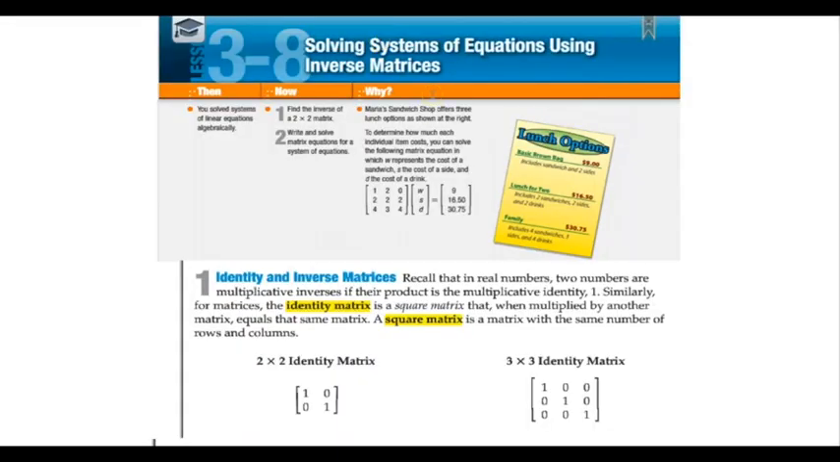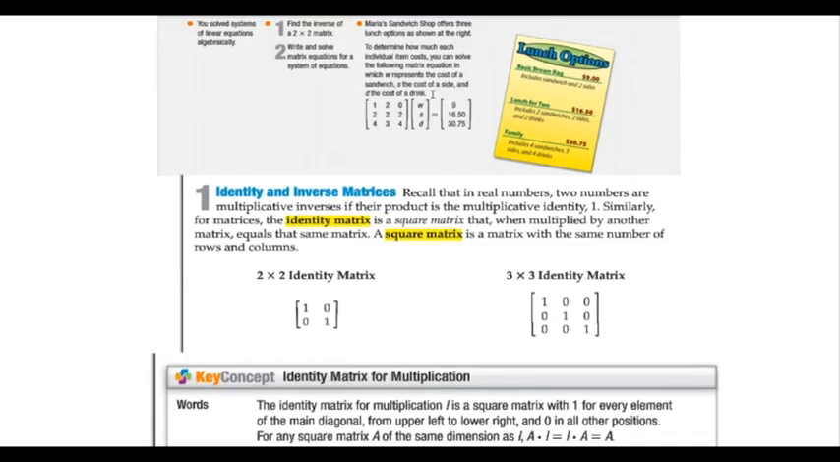3.8, solving system equations using inverse matrices. This is a big lesson. I'm going to show you how to solve a system of equations using matrices, which makes it a lot faster than doing it by hand or using Cramer's rule. First, we're going to talk about the identity matrix.